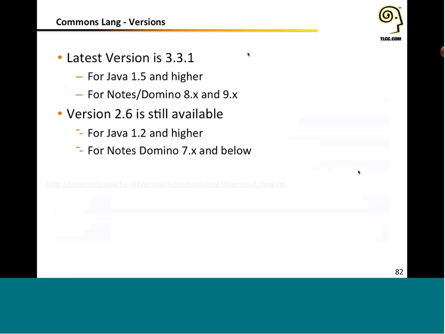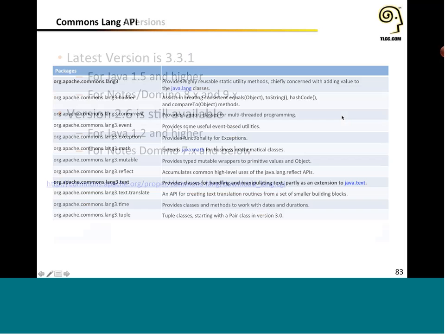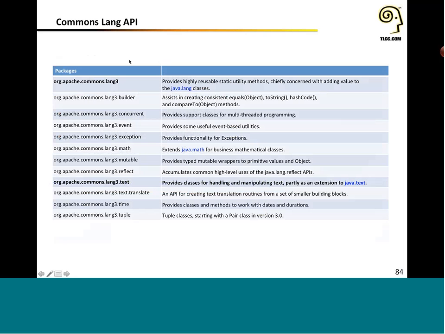If you go out to the Apache website, you'll see the latest version is 3.3.1, and that's going to work with 8.x and 9.x. 2.6 is still available if you're using 7.x and below. We're going to get the 3.3.1 version. And you'll see that even in that package, you don't have to implement everything. You pull in Lang, that's the highly reusable static utility methods. And we've got lots of examples out there.